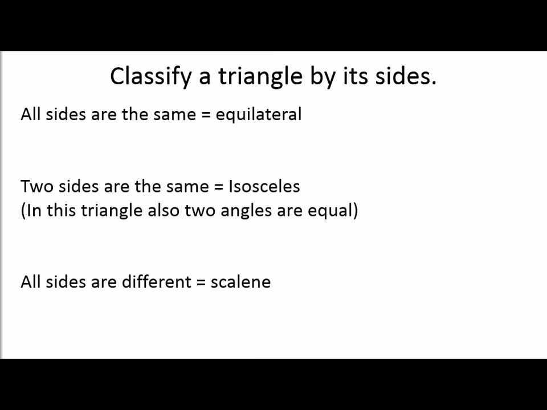So all sides are the same, we call that equilateral. Matter of fact, equi sounds like equal. Lateral is sides. So that says equal sides, equilateral. The interesting part about equilateral is that it's also equiangular. Once again, equiangular is angle, so it's all equiangular.